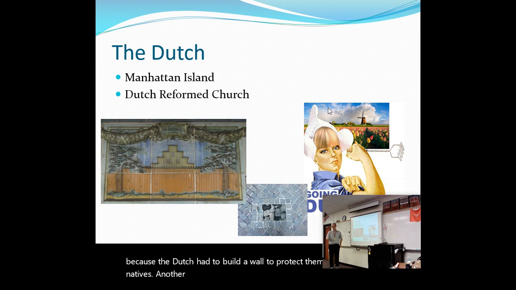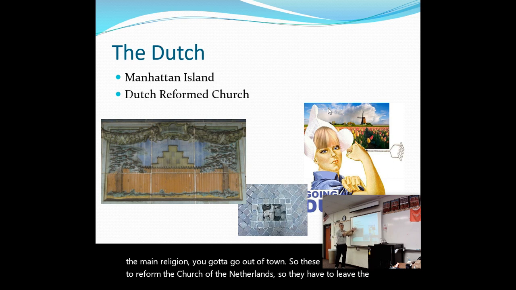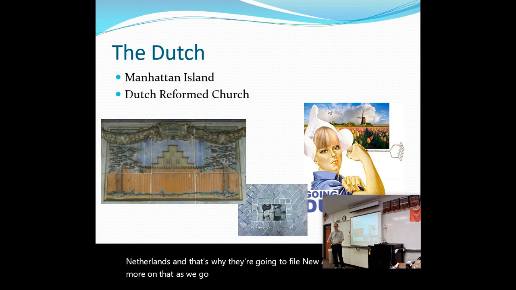Another Dutch thing, that's their branch of religion. And you're starting to see maybe a little confusing stuff with all these branches of Christianity. I know we kind of simplify it today, but there are so many different branches, and oftentimes they don't like each other, where if you want to change up the main religion, you got to go out of town. So these guys were trying to reform the Church of the Netherlands, so they have to leave the Netherlands, and that's why they're going to found New Amsterdam.